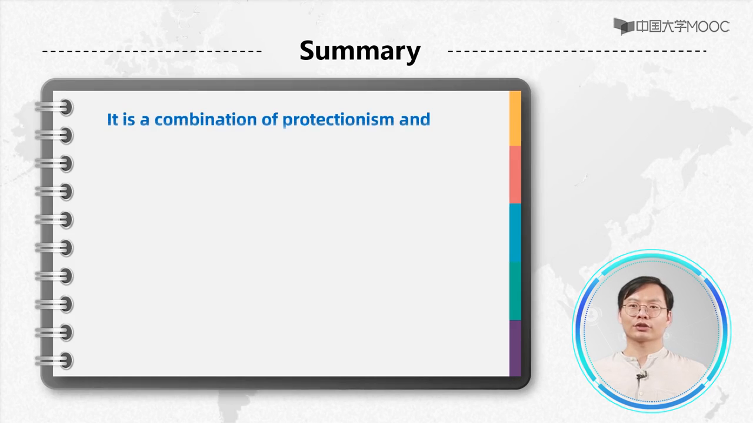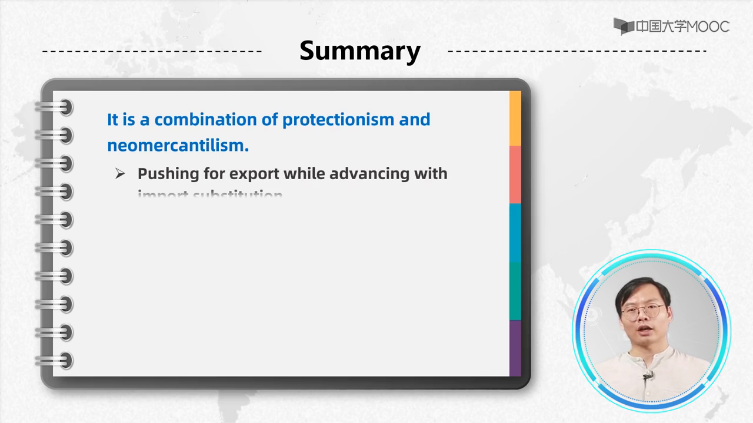At the end of this video, let's recall what we have learned. First, South Korean trade policy is remotely different from the trade liberalization as defined in classic textbooks. The strategy of South Korea's trade policy is apparently neither fully trade liberalization nor fully trade protection. It is a combination of protectionism and neo-mercantilism. Government pushes for export while advancing development with import substitution.